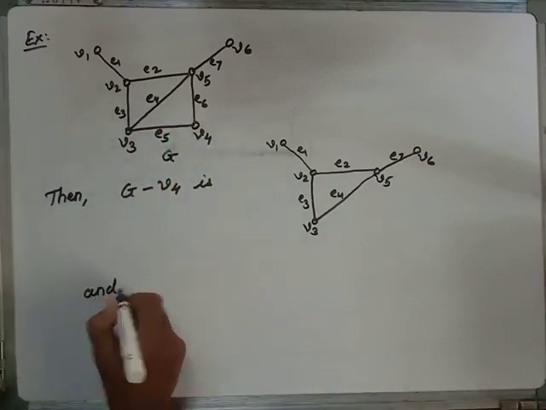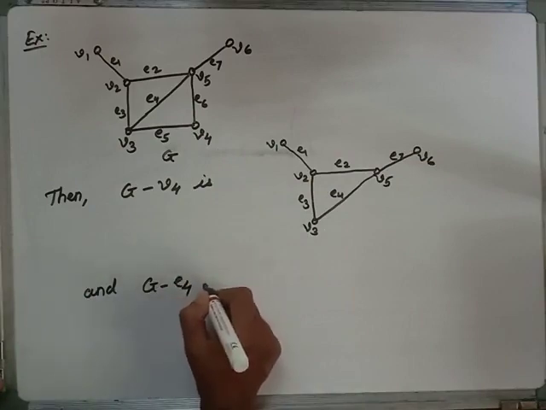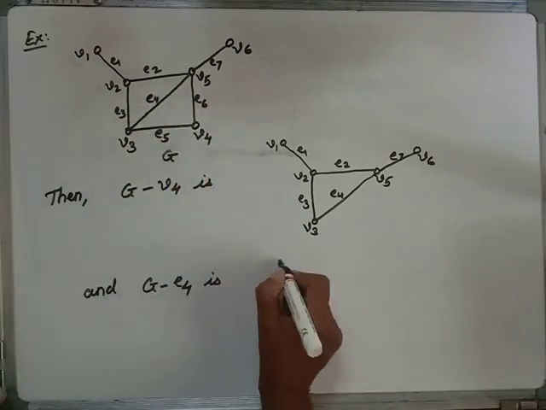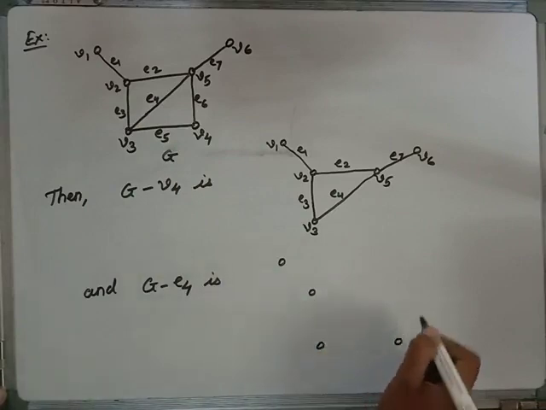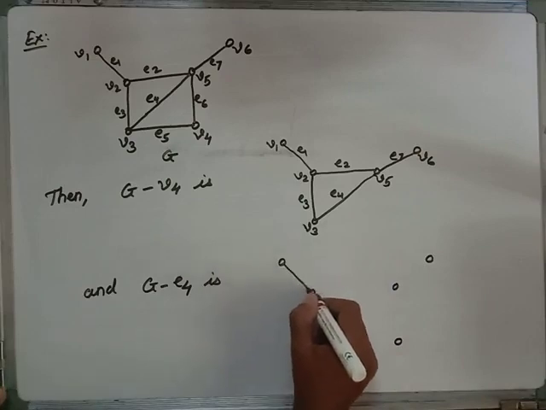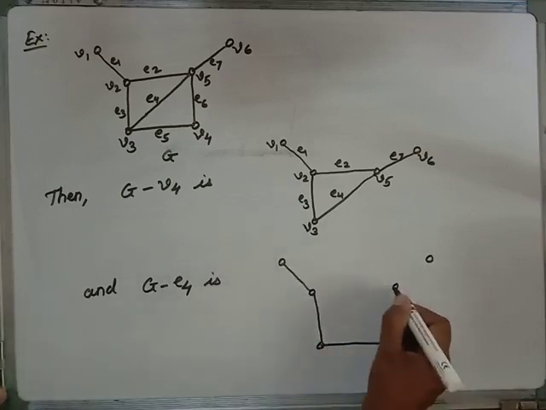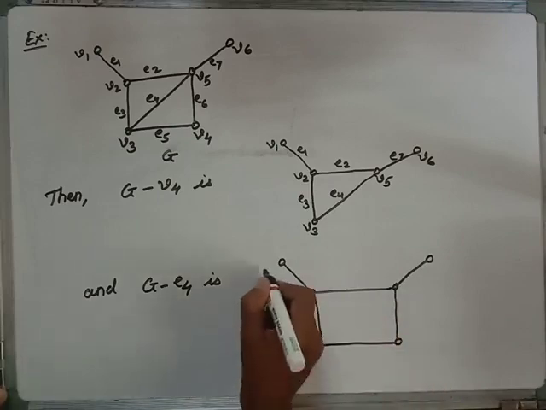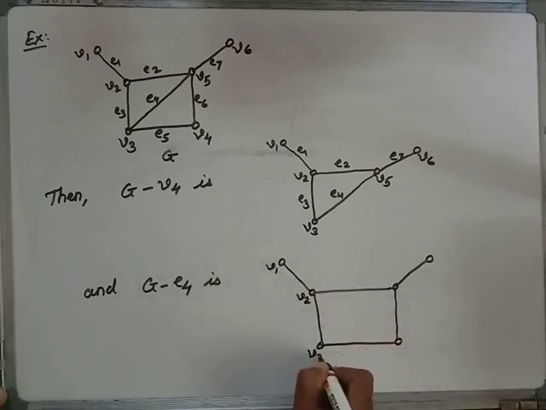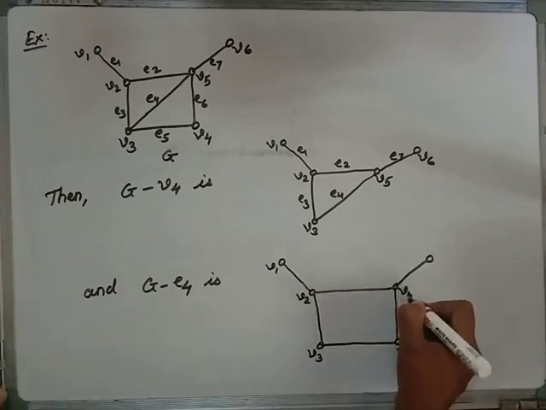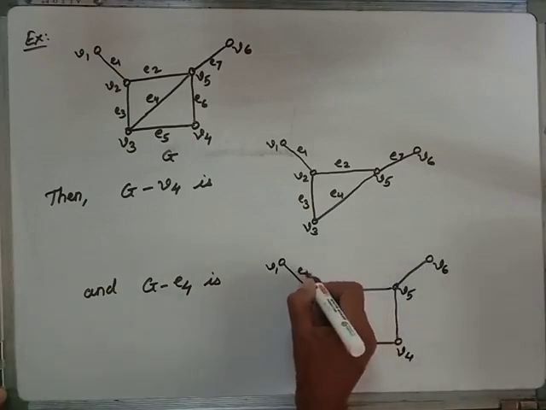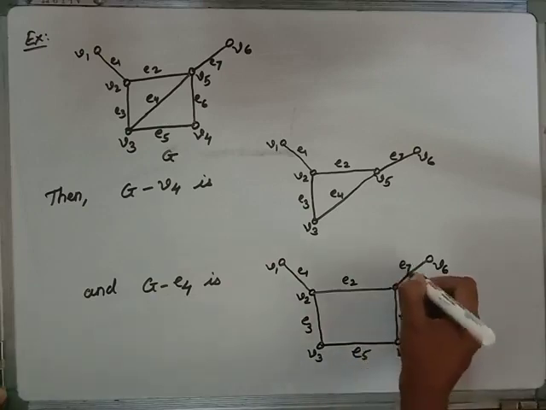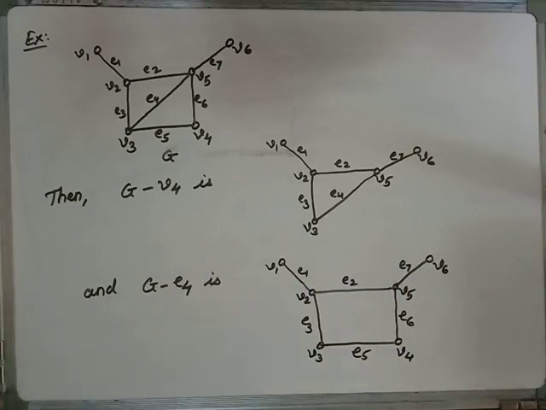And let's find G minus E4. What is it? Simply this E4 we have to omit. Here we cannot delete the vertices. We have to keep these vertices as they are, and simply not draw that edge. So there are V1, V2, V3, V4, V5 and V6, with edges E1, E2, E3, E5, E6 and E7. As such, the deletion can occur.